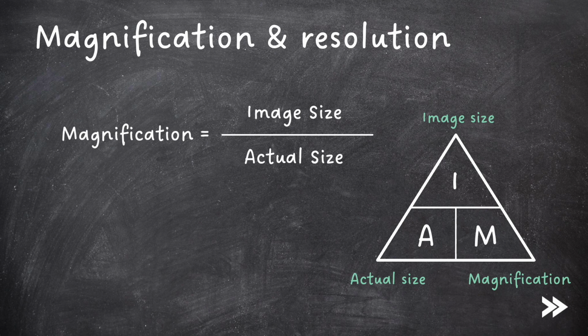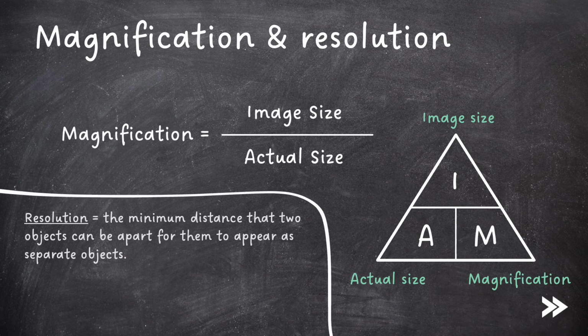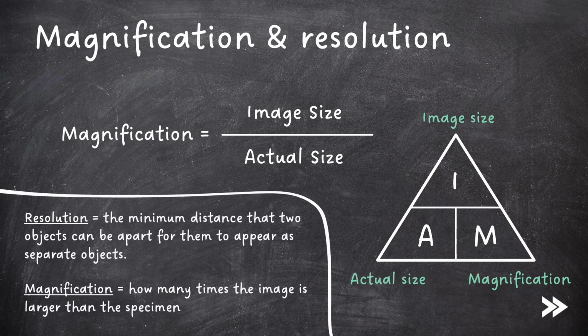We also need to know the definitions for resolution and magnification. Resolution is the minimum distance that two objects can be apart for them to appear as separate objects. Magnification is how many times the image is larger than the specimen. It's important not to get confused between resolution and magnification.